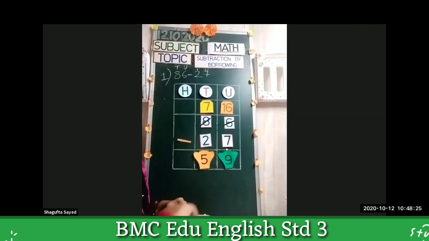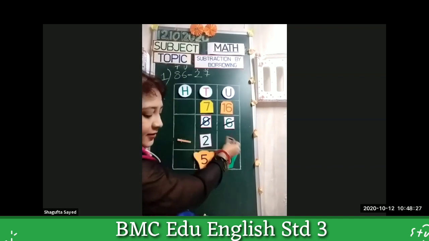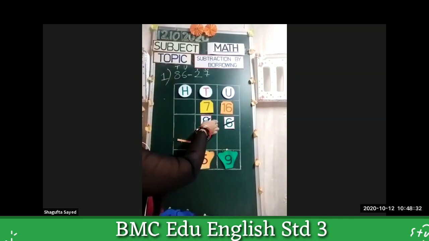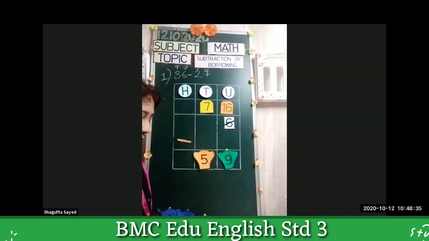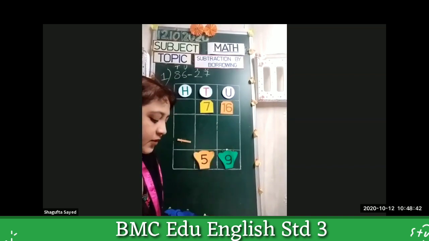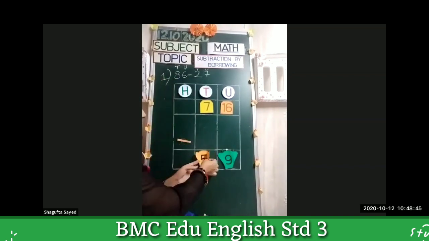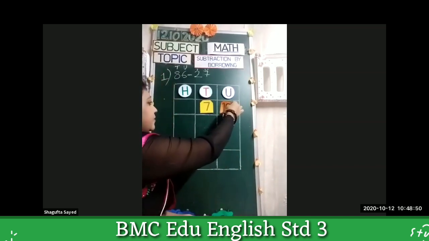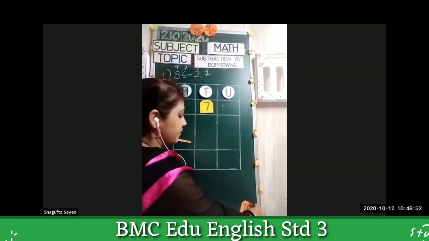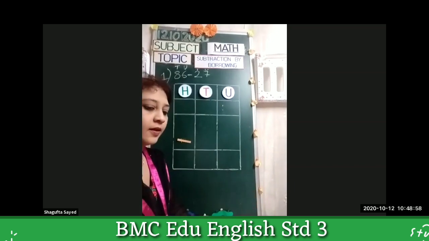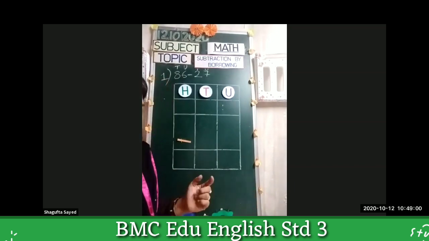Is that clear? Okay, we'll do the next sum now. I hope you all understood. Don't worry, I'm going to explain again. Next sum we'll do, okay? Just a second, kids. Okay. Now, the next sum we are going to do.